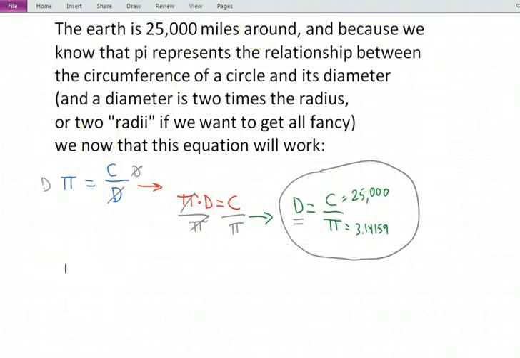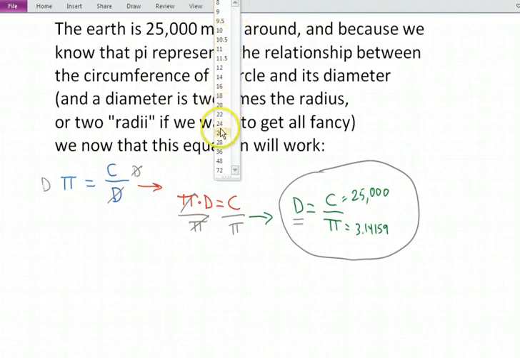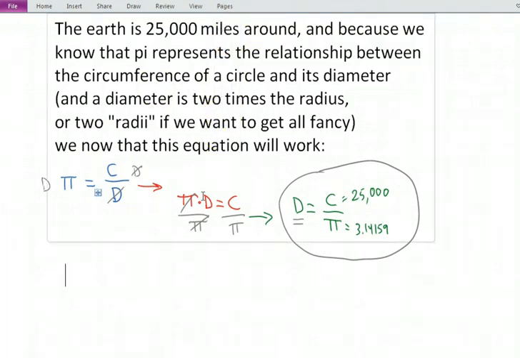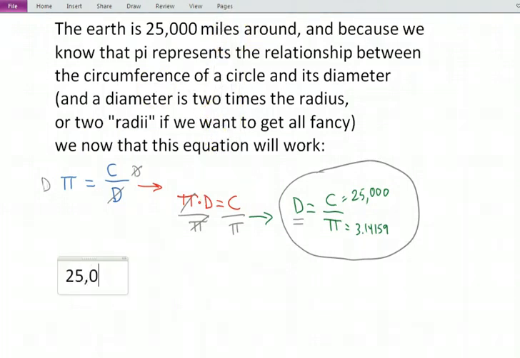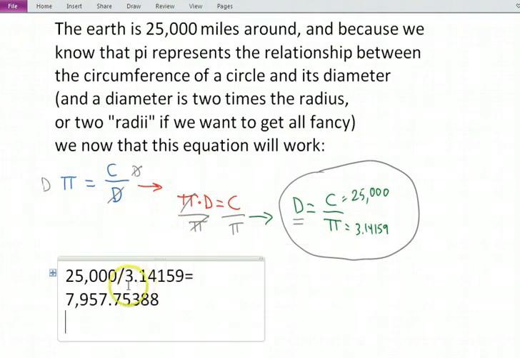We know that pi is 3.14159, and we know the circumference is about 25,000. And so if we type in 25,000 divided by 3.14159, we get about 8,000 miles as the diameter. Now let's see if this works.